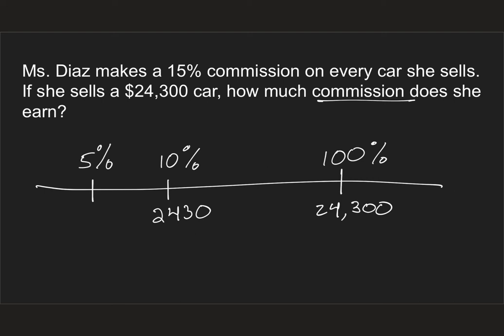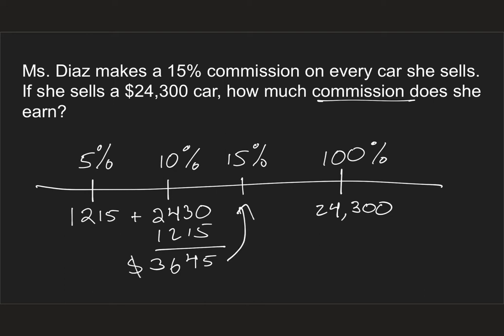What's half of 2,000? 1,000. What's half of 400? 200. What's half of 30? 15. So now we know 5% and we know 10%. So to get 15%, we can add these together. So if we add 1,215 to 2,430, we get 3,645. So that is the 15%. That is her commission. So she sells this $24,300 car, she gets to keep $3,645 as her little bonus for making the sale.